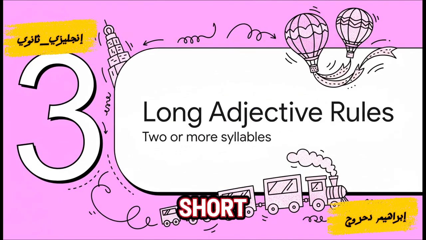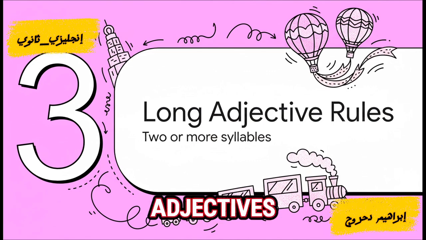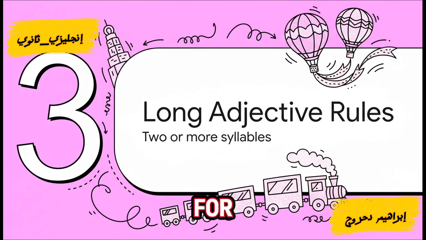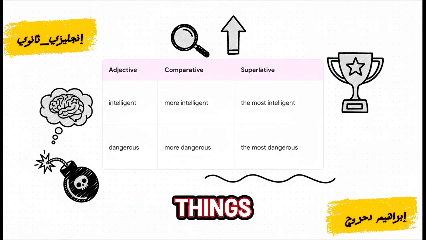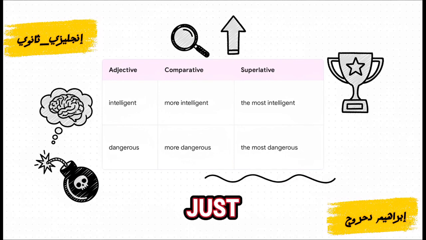Okay, so we've got short adjectives down. Now let's switch gears and talk about long adjectives. The ones with two or more syllables. And I've got good news for you. The rule for these is actually even easier. This is where things get really easy, because you don't have to change the adjective at all. You just leave it as is. Instead of adding something to the end, you just put a word in front of it.